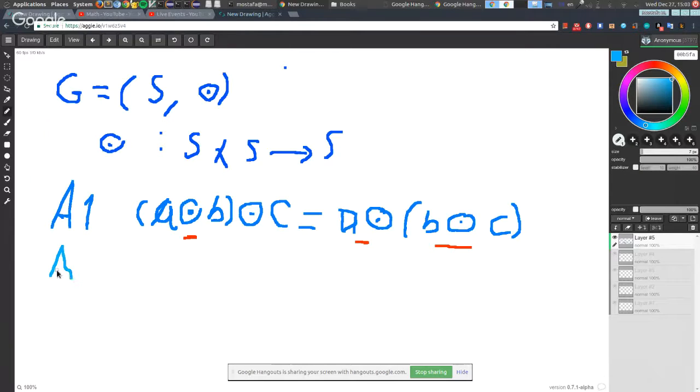The second axiom is the identity element. We have to have some element, call it E, and this E has to be unique, such that when we do this operation, we get the same result as this operation, and we get the same result as the original number. So this is the identity operation, and thirdly we have the inverse.